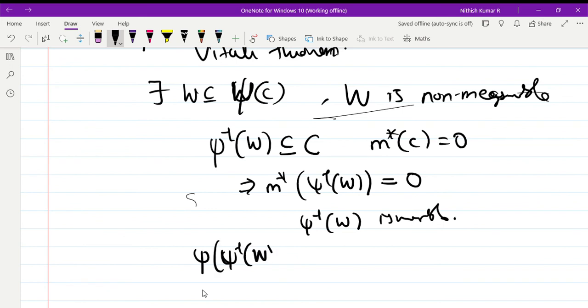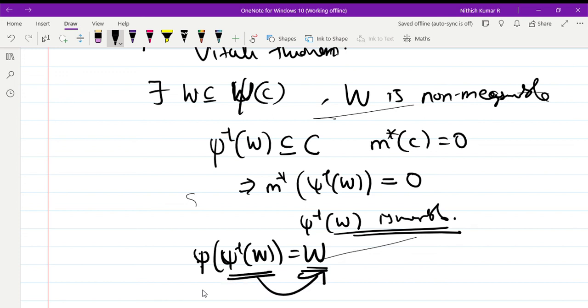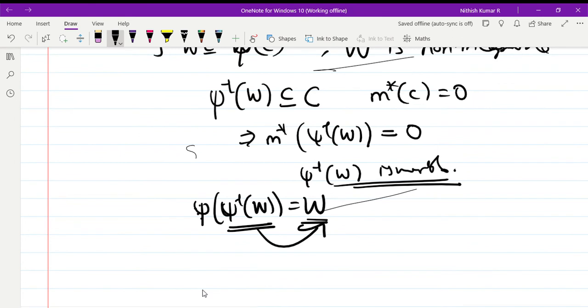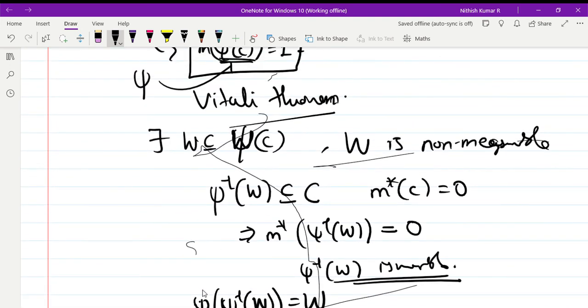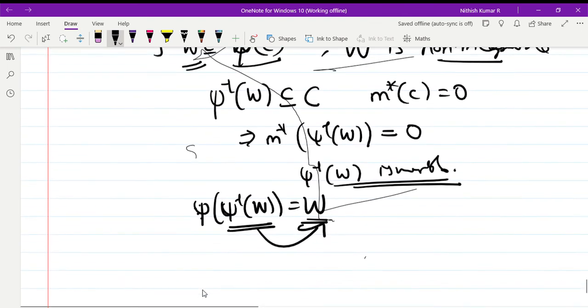Now observe, this xi is the Cantor-Lebesgue function which maps xi inverse of W, a measurable set, onto W, and W is a non-measurable set. Thus my xi maps a measurable set into a non-measurable set. Repeating: using the Vitali theorem, since xi of C is a set with positive measure, it contains a set W which is non-measurable. Thus we get that the Cantor-Lebesgue function maps a measurable set into a non-measurable set.